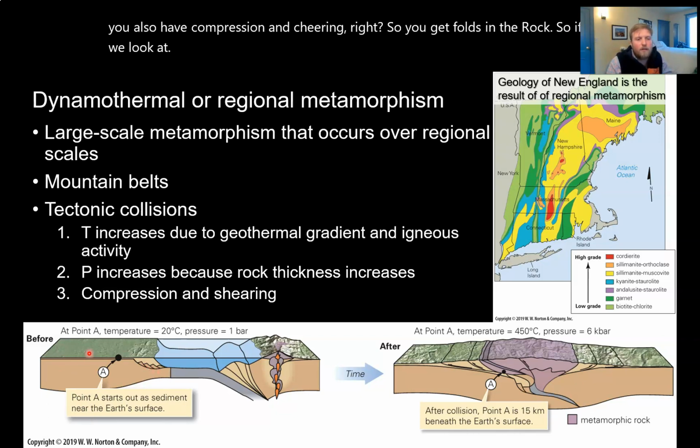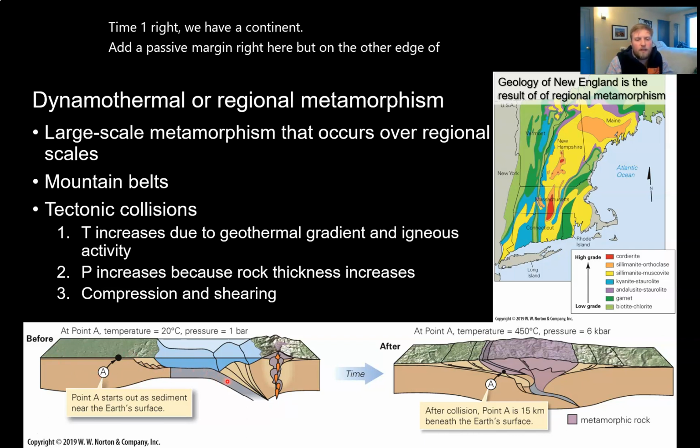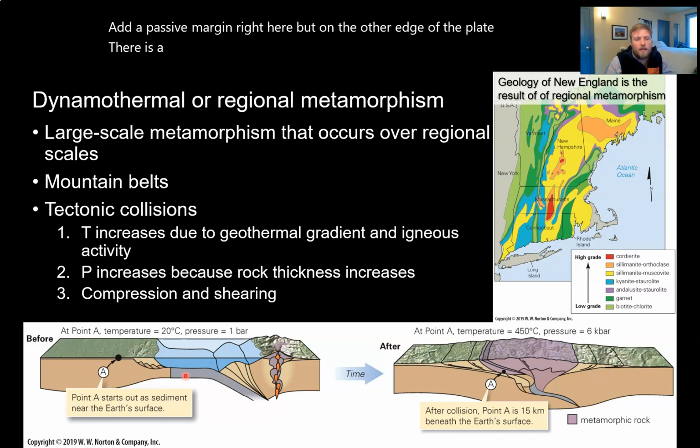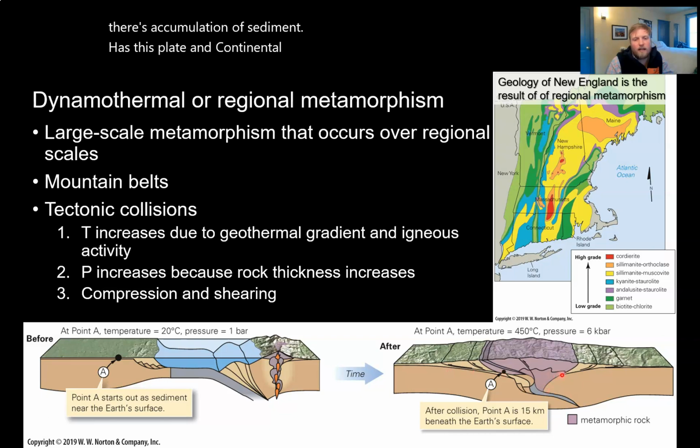time one, right, we have a continent at a passive margin right here, but on the other edge of the plate, there is a subduction zone, okay? And then initially there's volcanism, and there's accumulation of sediment. As this plate and continental crust ends up colliding with that plate, you create regional metamorphism, a big mountain belt.